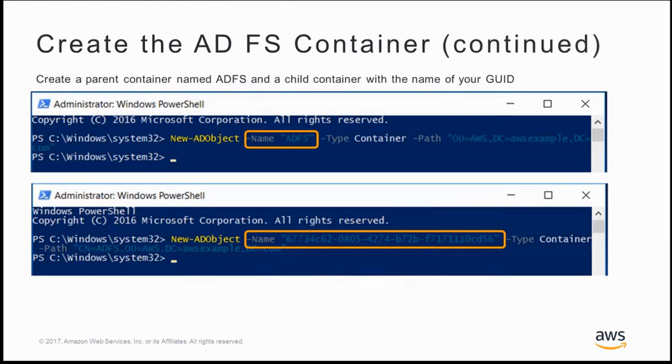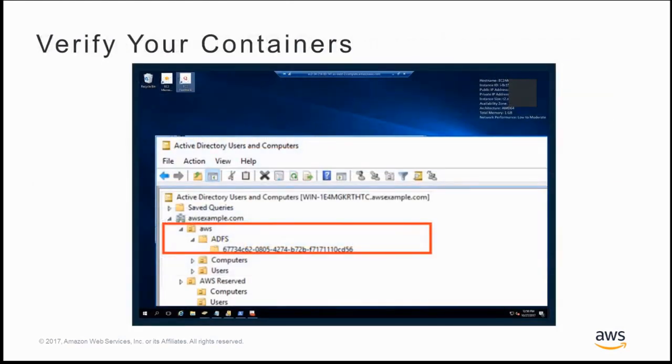Next, you will create 2 containers. The first container is a container named ADFS. The second container is created inside of the ADFS container, and the name of that container is the GUID that you created in the last screen. After you're done, you can use Active Directory Users and Computers and explore the directory and verify that you successfully created those containers.